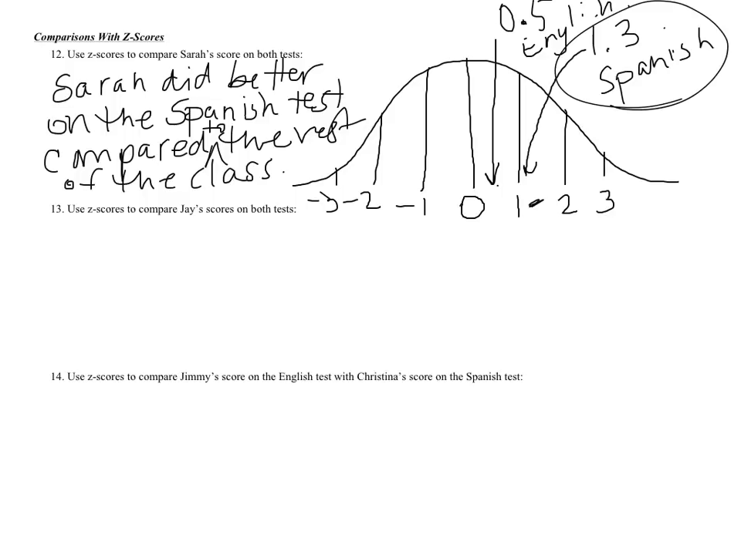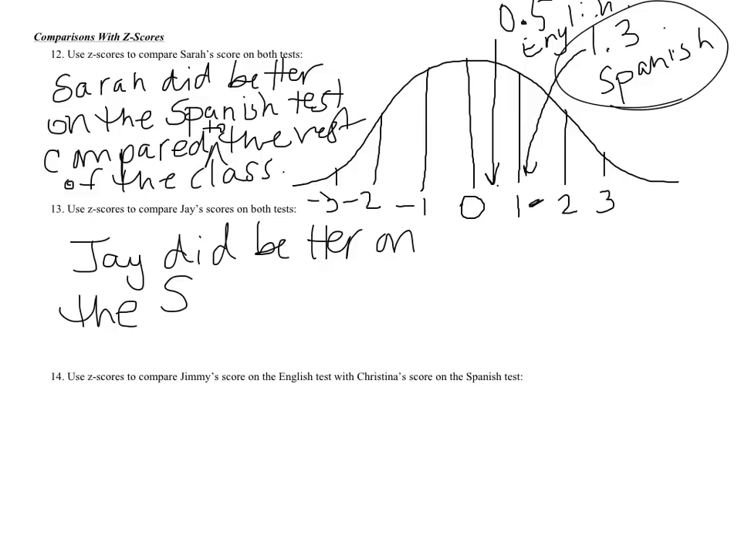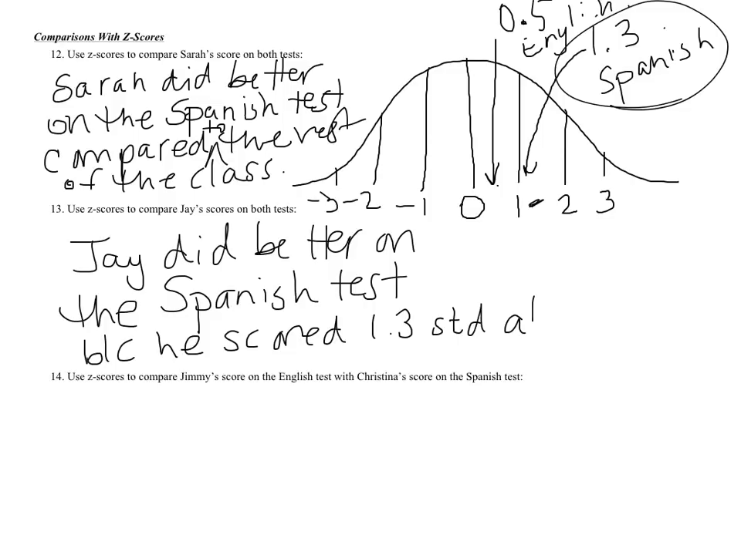All right, so now number 13, use z-scores to compare Jay's scores on both tests. Well, Jay on the English test got a -1, and on the Spanish test, he got a 1.3. So this one's actually pretty easy. Jay did way better on his Spanish test, and that's true of his actual score anyway. So Jay, we would say, did better on the Spanish test, because he scored 1.3 standard deviations above the mean. That's another way of just saying it. Okay? So he scored like right about here, and then on the other test, he scored way down there. All right, number 14.